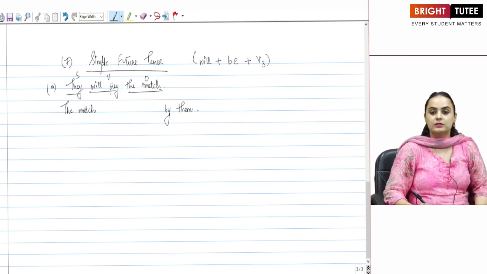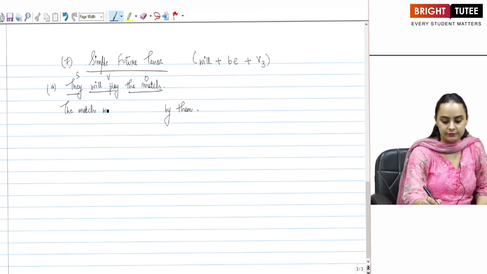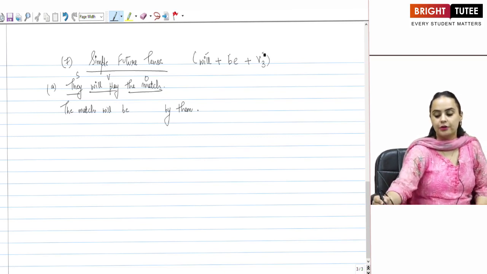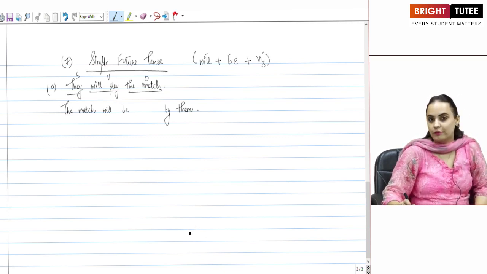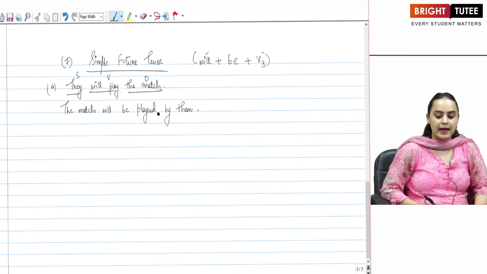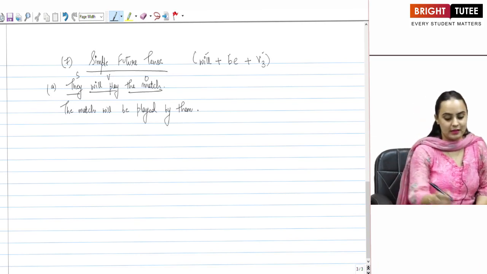Now, what do we have to write in place of the verb? Will be, and third form of the verb. So, the third form of play is played. So, the match will be played by them. Another example.